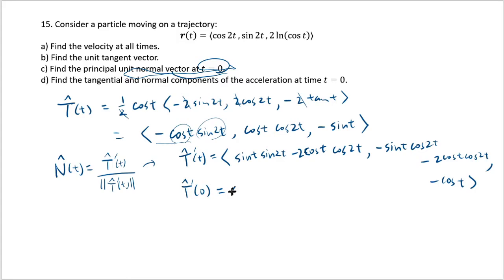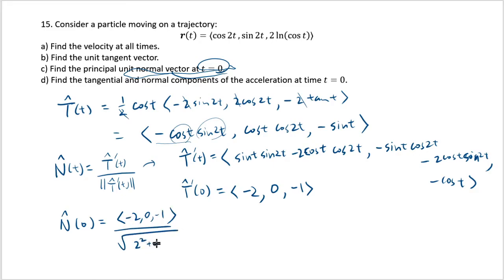Okay, so if I plug in 0, sine 0 is 0 and cosine 0 is 1, so you get negative 2. Sine 0 is 0, and then, oh, sorry, this should have been sine 2t, right? Because you're differentiating cosine. And therefore sine 0, they both give you 0. And then finally cosine 0 is 0, so it's negative 1. And therefore N at 0 gives you negative 2, 0, negative 1 divided by the norm of this vector, so it's 2 squared plus 0 squared plus 1 squared, which is square root of 5.